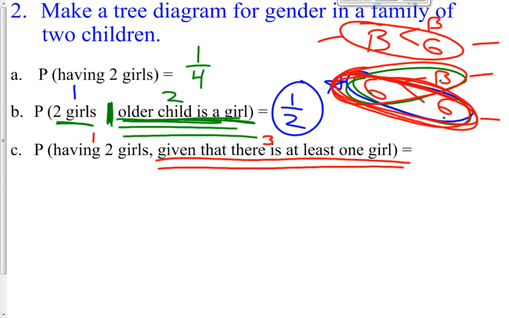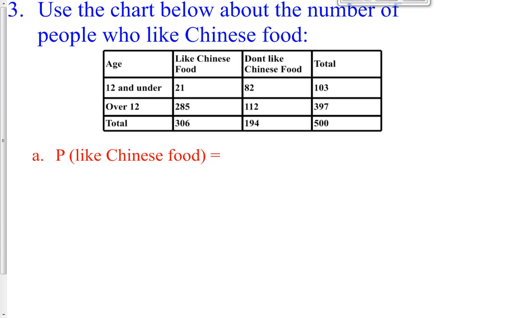So it's 1 out of the 3. 1/3 is the correct answer for problem number 2. Okay, on to question number 3. So we're using a table again. Again, these tables are good to understand.